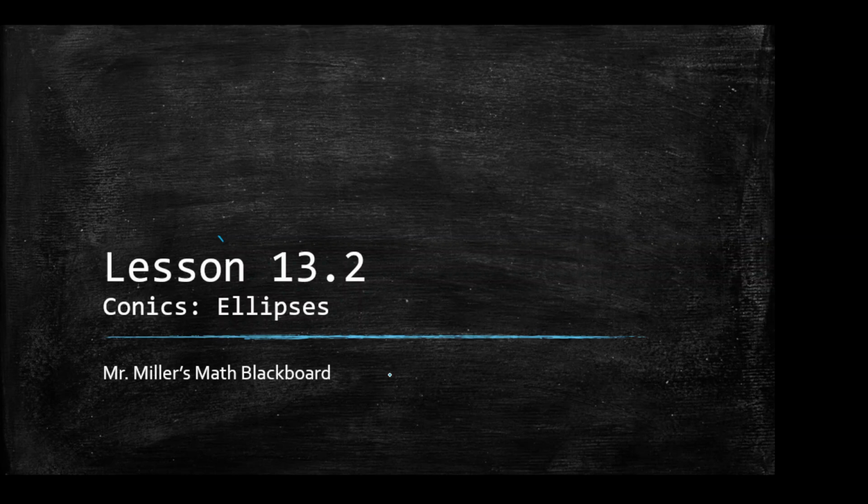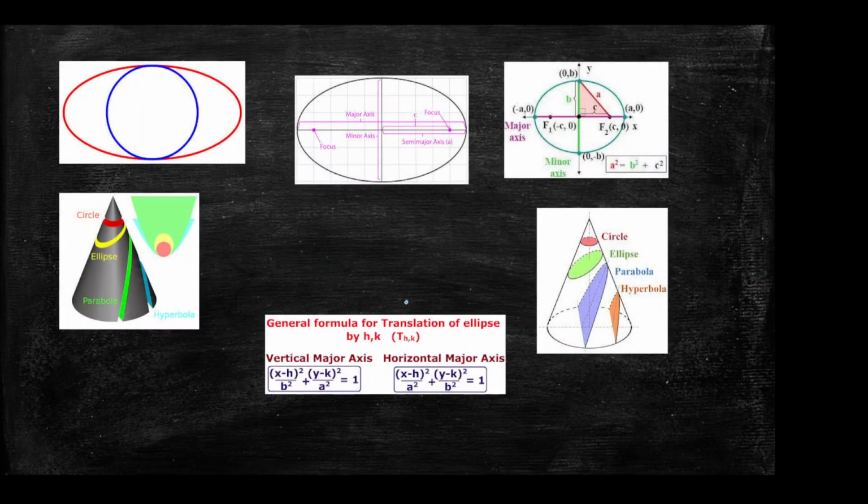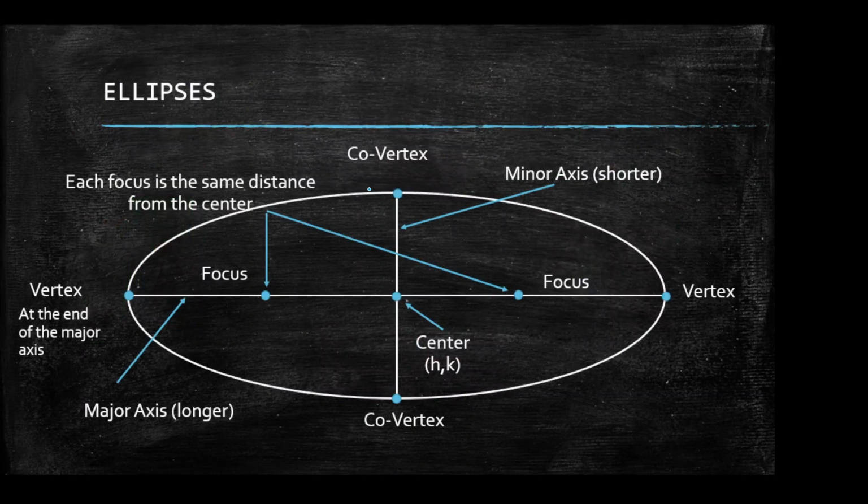All right, so this is lesson 13.2, conic sections. We're talking ellipses today. An ellipse is related closely to the circle. In fact, a circle is really just a special type of an ellipse. And so how do we define an ellipse? Well, we've got a lot of different points in here to look at.